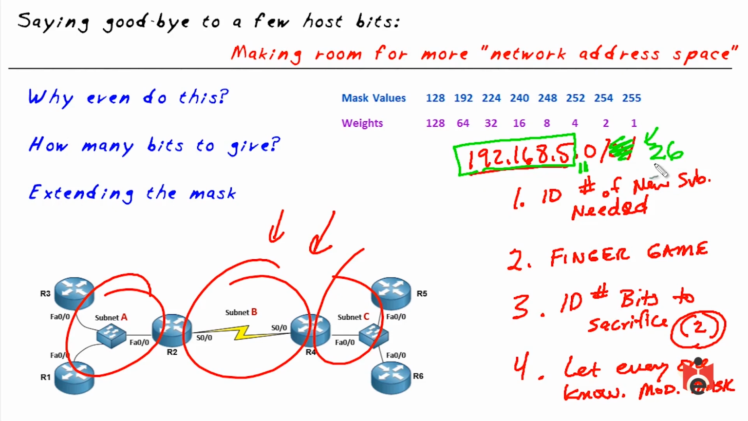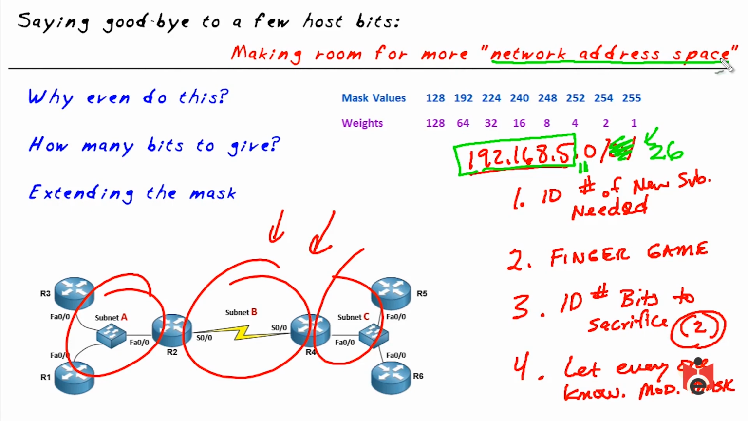Now, out of our beautiful IP address space, we only have 6 host bits available left for host addressing, which is restricting us a little bit on that end. But now we have more address space to play with, so we can create up to 4 brand new subnets.